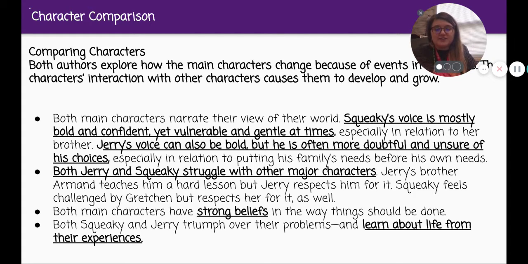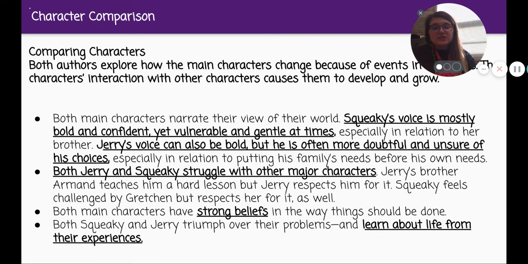Both main characters narrate their view of the world. Where Squeaky's voice is mostly bold and confident, there are still times she's vulnerable and gentle, especially when she's talking about her brother. Now, Jerry's voice can also be bold, but he's often more doubtful and unsure of his choices, especially when he's talking about his family and his own needs.